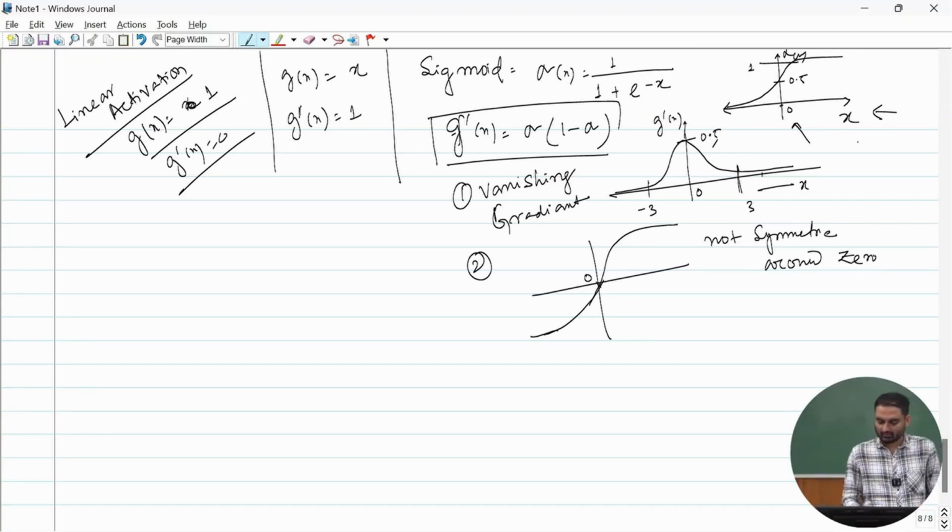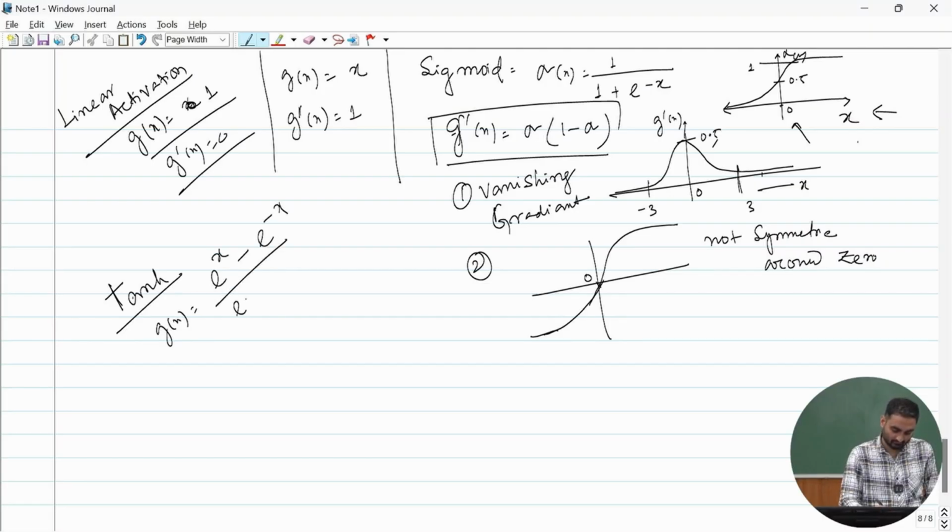To address this, people came up with another activation which is called the tanh activation. This is the hyperbolic function, right? So tanh is g(x) equals e to the power minus x.